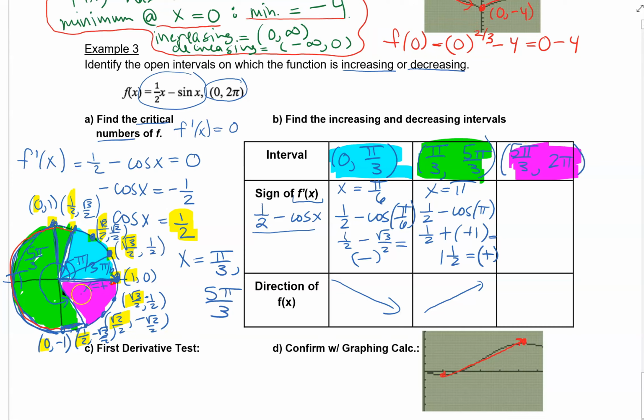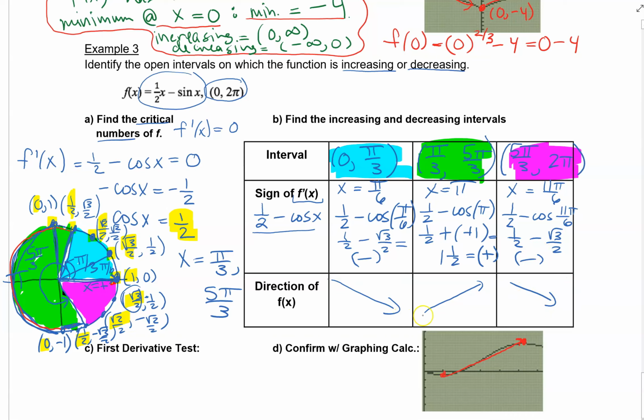between 5 pi over 3 and 2 pi, that's this space over here, I can maybe pick like 11 pi over 6. And so 1/2 minus cosine of 11 pi over 6. Cosine of 11 pi over 6 is rad 3 over 2 again. So I'm back to the point where I'm subtracting a number bigger than 1/2, and I'm subtracting it from 1/2. That gives me a negative. So my derivative is negative, my function is decreasing.